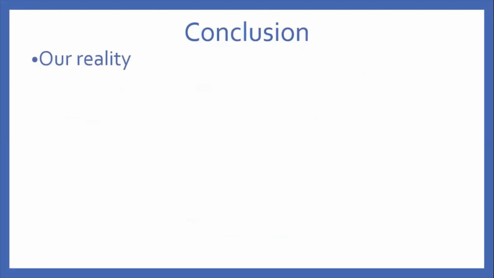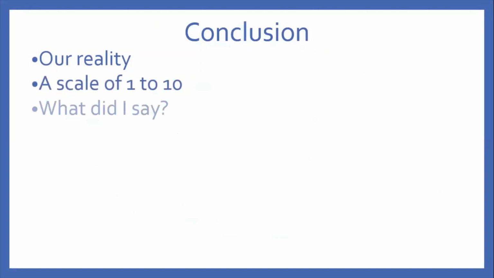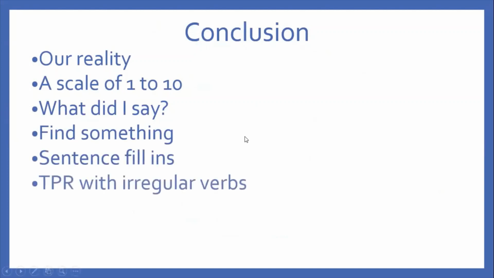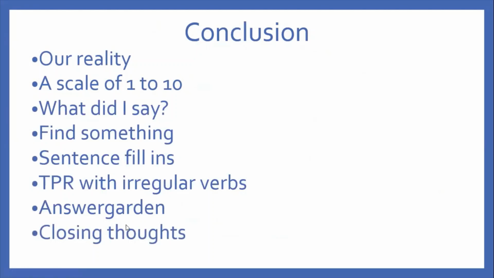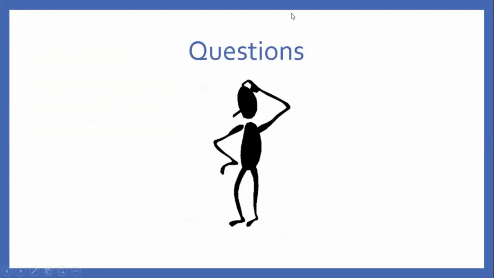Excellent. So we saw our reality. We saw the activity of a scale of 1 to 10. What did I say? Find something. Sentence fill-ins, TPR with irregular verbs, and answer garden, and my closing thoughts. So at this point, I would like to know what questions people have.